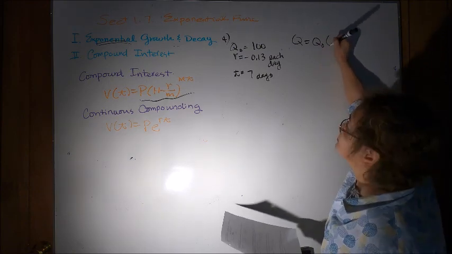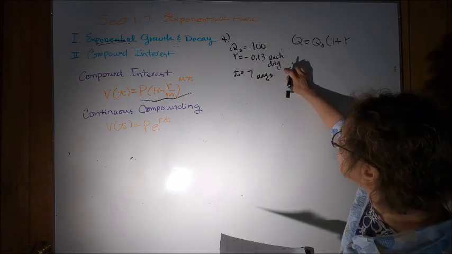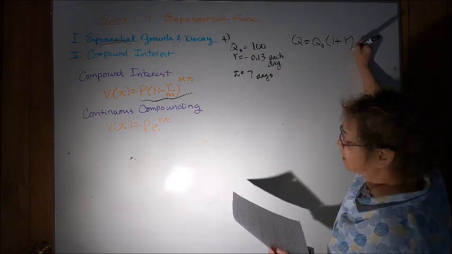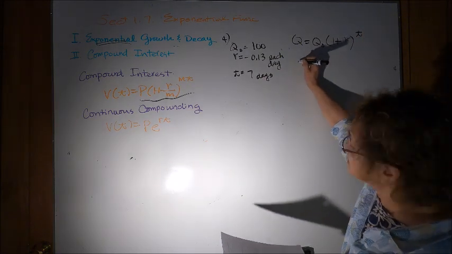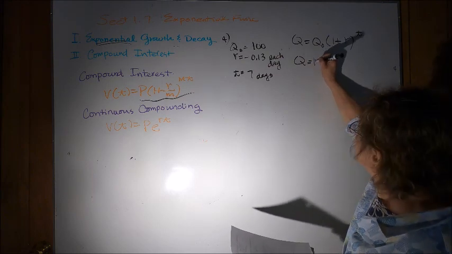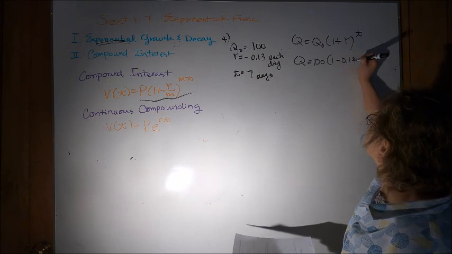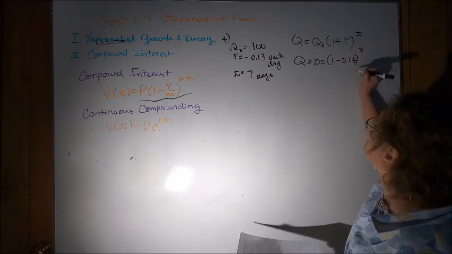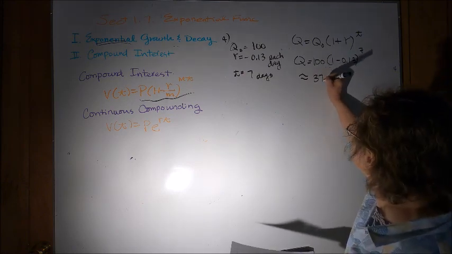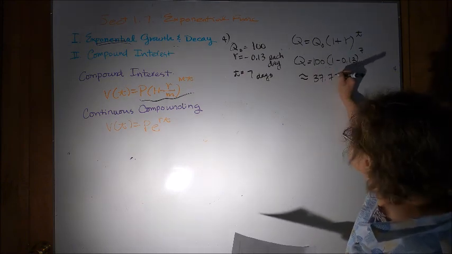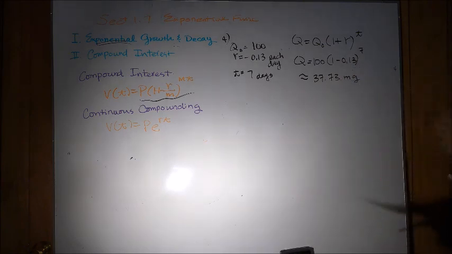What do you have? Plus 1 times R, because R is by days, then you have it by the day. Okay? So your quantity will be 100 times 1 minus R, because it's a negative, it's a decay. How many days? 7 days. So from 100 milligrams, you will end up with what? 37.73 milligrams. That's how we handle the decay.